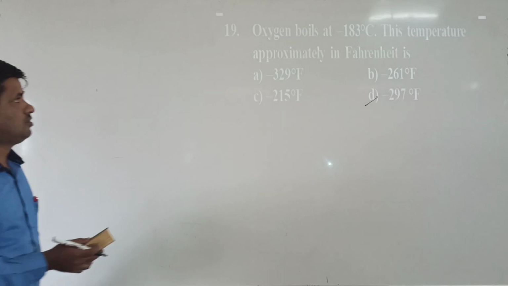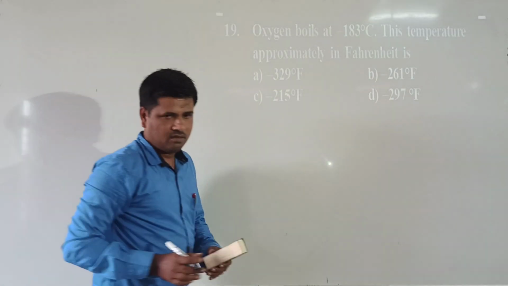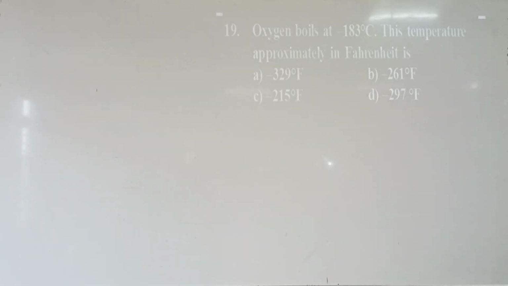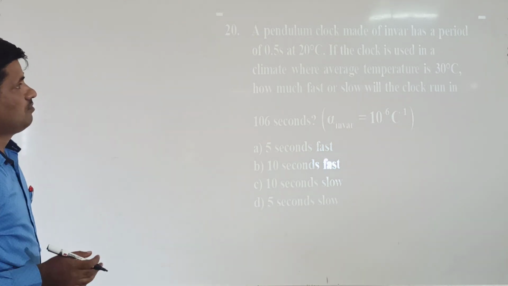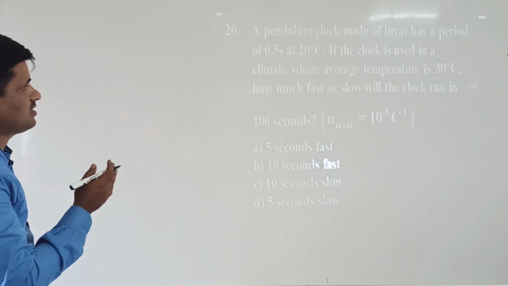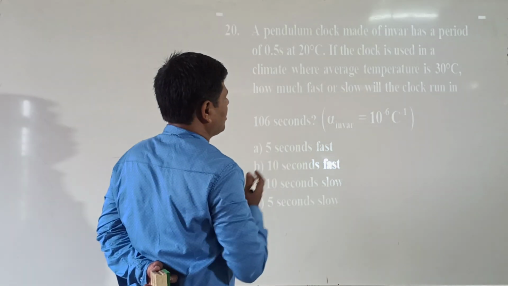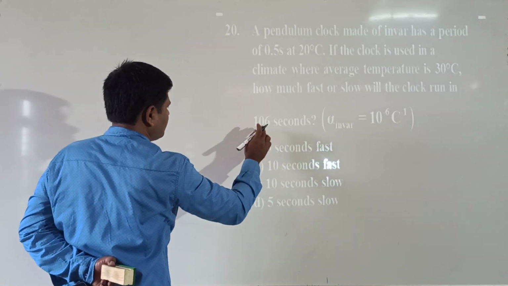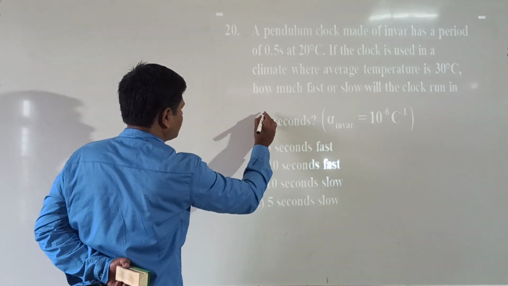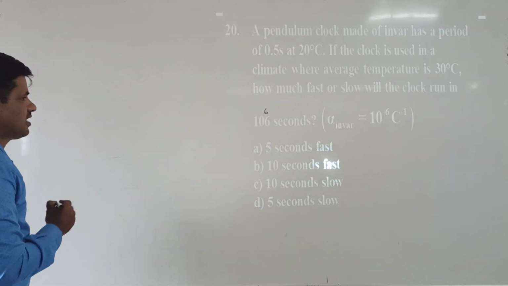Next we come to the 20th question. This is a pendulum clock question. What is being asked here is how much fast or slow will the clock run in 10^6 seconds. There is just a mistake in the question here; this is 10^6 seconds.